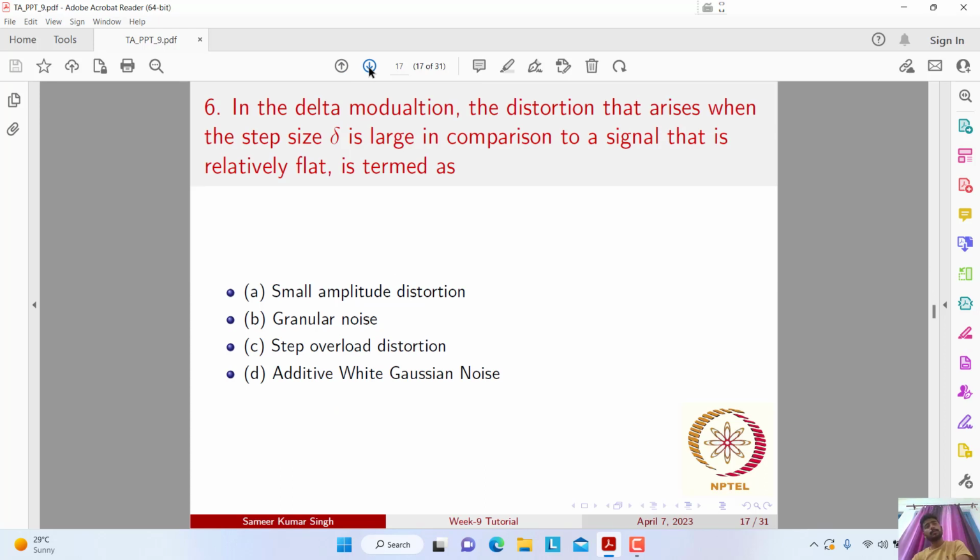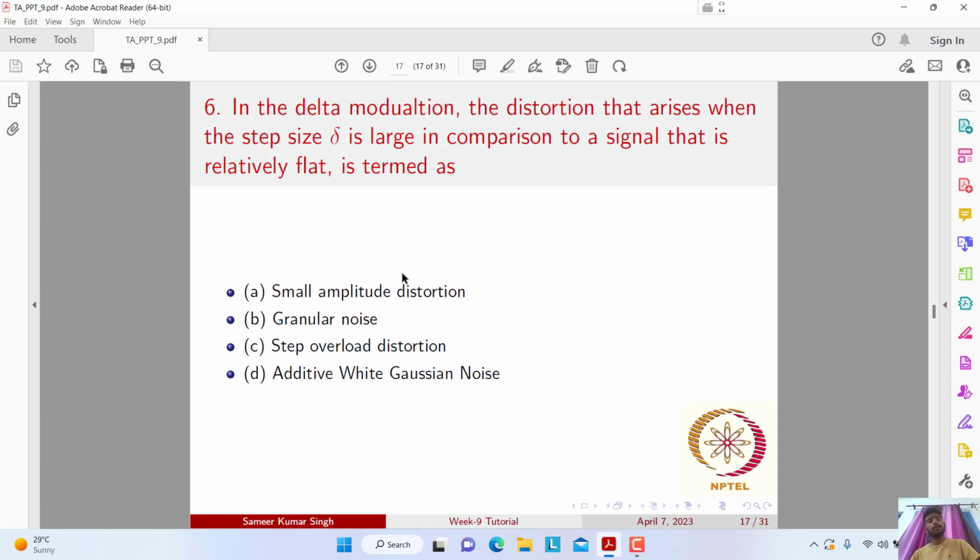Next, question number 6. In delta modulation, the distortion that arises when step size delta is large in comparison to a signal that is relatively flat is termed as. So again, I'm repeating the question. They are talking about delta modulation, and the distortion that arises when step size delta is large in comparison to a signal that is relatively flat. You have to tell which type of distortion they are showing.